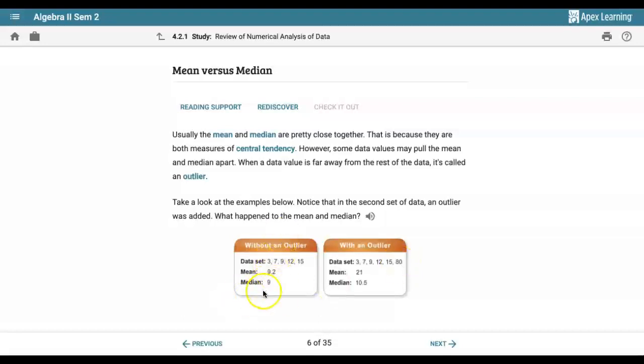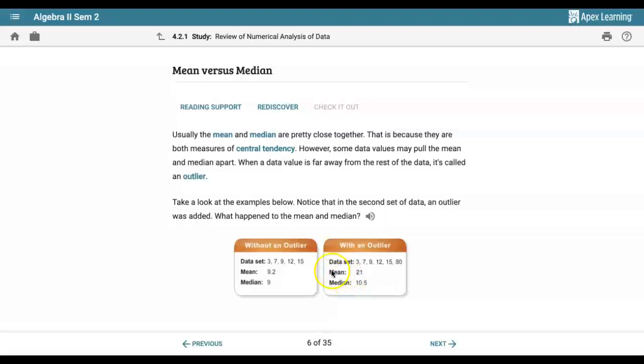If we look without our outlier, our mean is 9.2 and our median is 9. Halfway between the data set is 9, and if we add them all up and divide by 5, we get 9.2. If we add an outlier, you're going to notice it has a more dramatic impact on our mean than it does our median, because, remember, median's just talking about what value is in the middle of the data set.